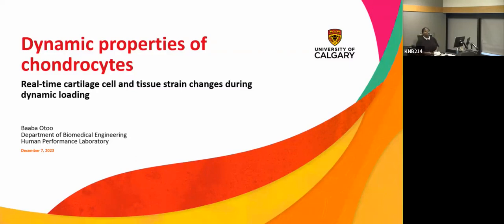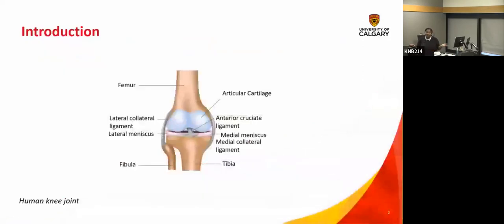Okay, great. So I'm going to be talking about some aspects of my PhD work. Generally, it's titled Dynamic Properties of Chondrocytes. But specifically, we have made attempts to do real-time measurements of cartilage cell and tissue, specifically during cyclic dynamic loading. So now to cartilage 101.